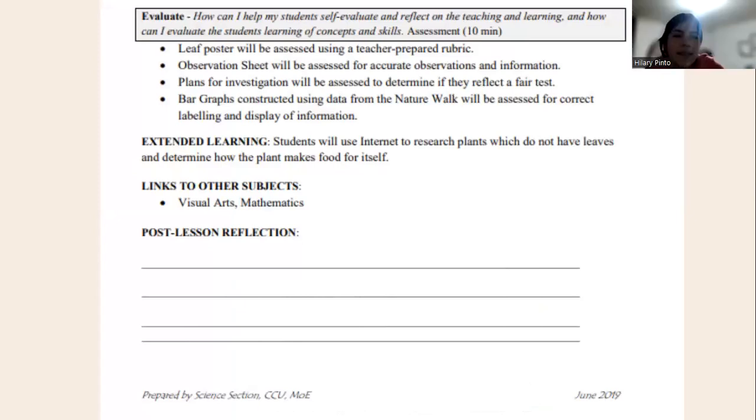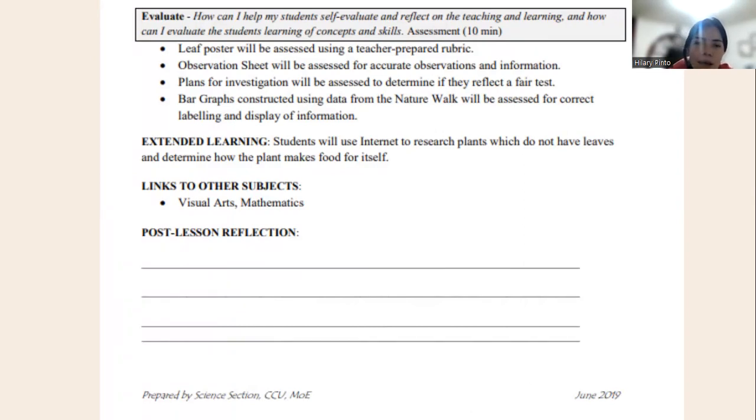The last E is evaluate. This is a way that the teachers think about how they can help their students to self-evaluate and reflect on teaching and learning. So these are some steps. Evaluation could be a quiz, a pop quiz, or maybe an assessment as homework, and so on.